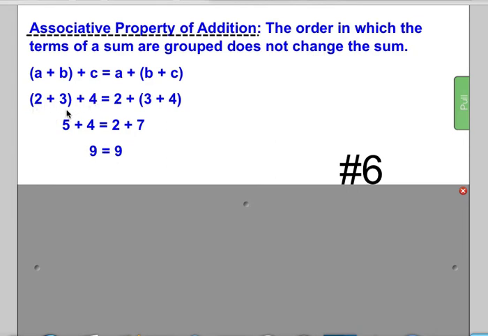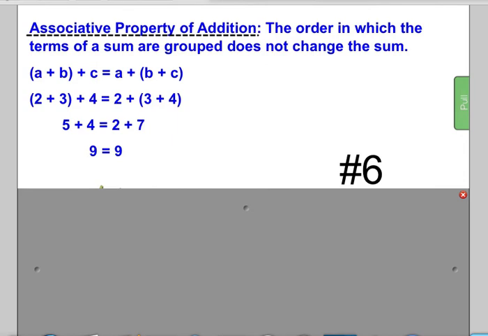I can group 2 plus 3 and get 5 and then add 4 and get 9. Or I can do 3 plus 4 and get 7, and 7 plus 2 equals 9. Either way, I'm getting the same answer if I change the groups in addition because of the associative property.